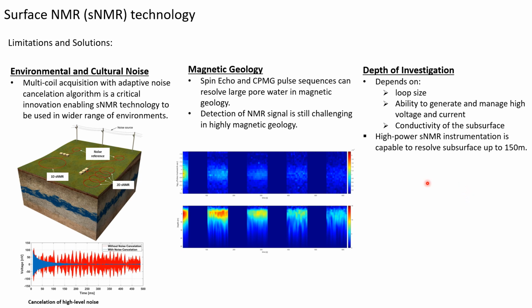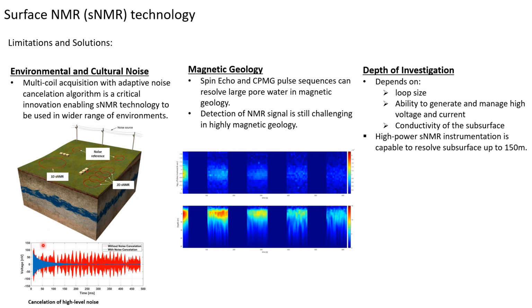So, some limitations of this method. This method is very sensitive to environmental noise. So when you do your measurement, you need to make sure that you are at a certain distance from the power lines. It's very important to use noise reference coils in order to cancel some of the noise which is detected, and this is due to the fact that the NMR signal which is detected is very small. It's on the order of hundreds of nanovolts, so it's very important to use noise cancellation schemes for these measurements.